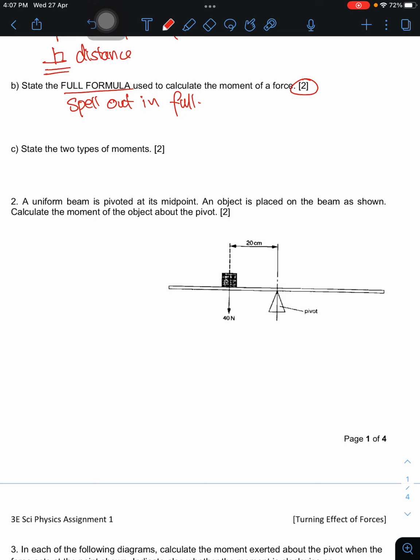State the 2 types of moments. Well, 2 types, I see this as more of 2 different directions of moment. So we have the clockwise moment and the anti-clockwise moment. Spell them out, please.